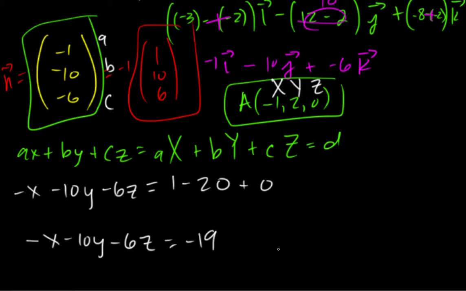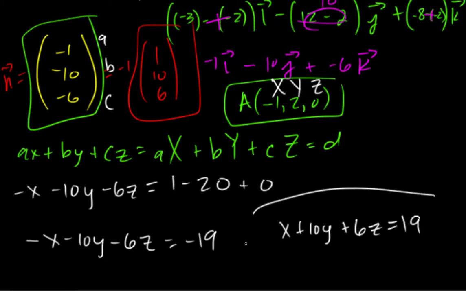Now if we want to divide everything by a negative, we can, just to make it look a little bit nicer. That's what I was trying to avoid in the beginning, but it's okay. All right, so that is our equation in Cartesian form.